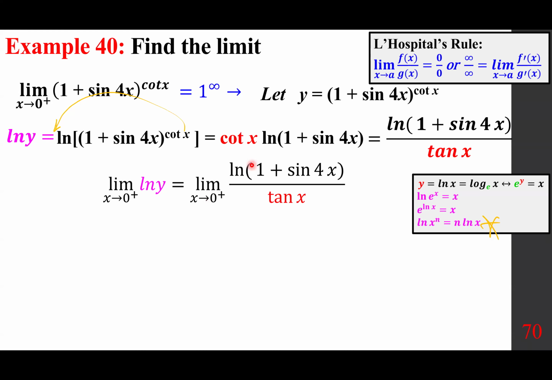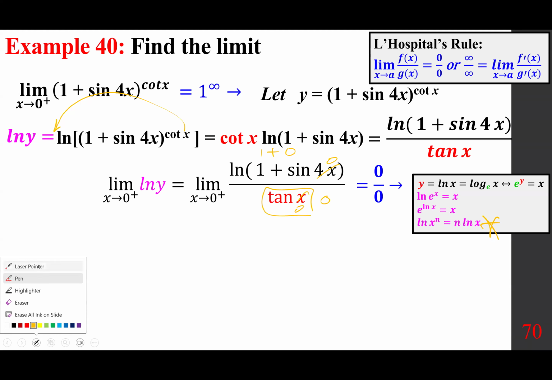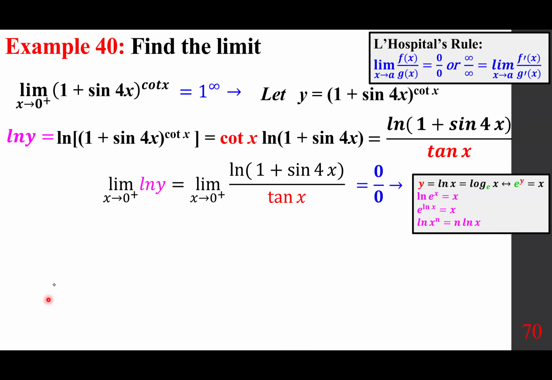And as I mentioned, if I change this to 0, I get 1 plus 0. If I change this to 0, I get 0. I get 0 over 0, which means I can use L'Hopital's rule. The idea is to make sure L'Hopital's rule is in order, and we can use it here because it's 0 over 0. So having said that, let me erase my work so it becomes clear.